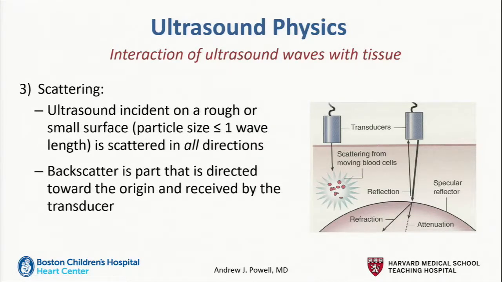The third thing that can happen when ultrasound interacts with tissues is called scattering. Now, scattering is kind of a special phenomenon. This happens when the sound waves interact with a rough or a small surface. So these are small particles. In this case, it's a little counterintuitive. Rather than the sound waves rebounding in a predictable, intuitive way, what happens is the sound waves are scattered in every different direction. Now, some of these sound waves will make their way back toward the transducer, and that part of the scattering is called backscatter, and that will also be received by the transducer. So you have the reflection coming back, as well as that portion of the scattering going back, the backscatter.